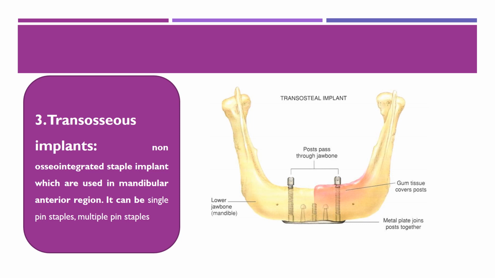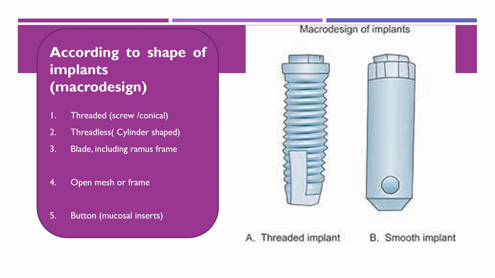Some of these implant systems were initially stable and appeared to be successful over short time periods, but failed to remain stable. They became symptomatic or loose and failed over longer periods. So lacking predictability, these implant systems are not used. Currently, mostly endosseous implants with a cylinder or tapered screw type threaded design are used nowadays. So coming to the classification according to the shape of implants, there is a macro design type. We have threaded type, threadless type, blade type, open mesh frame, and button type.